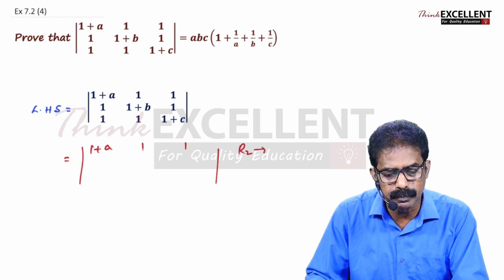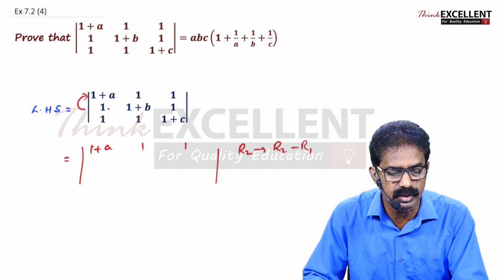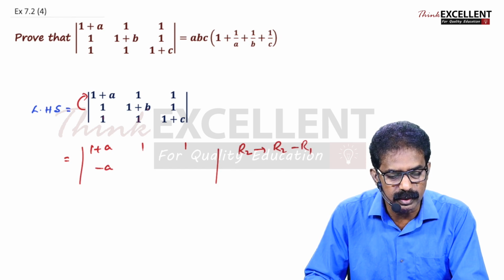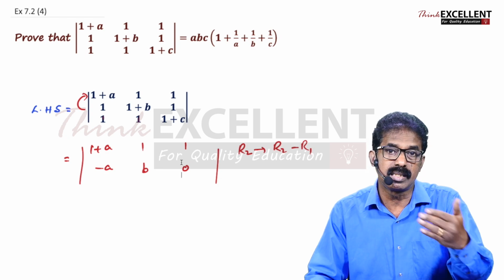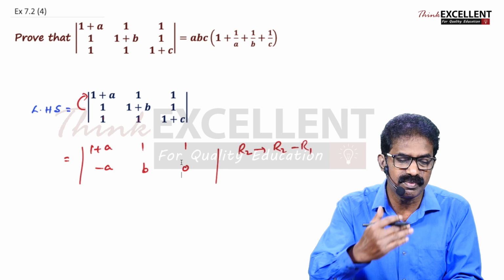Second row is second row minus first row. So 1 cancels, you get minus a. Here 1 cancels, you get this b. 1 minus 1, 0. Second row minus first row. I am not taking first row minus second row. Second row is second row minus first row.